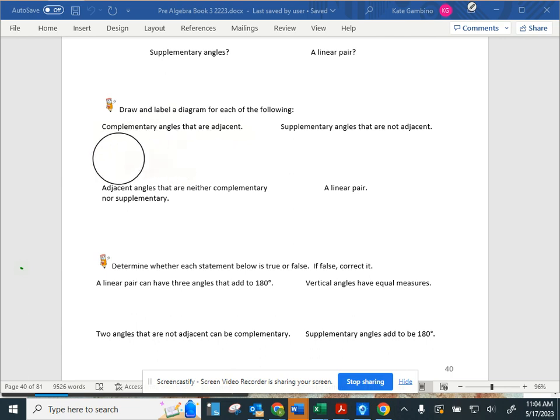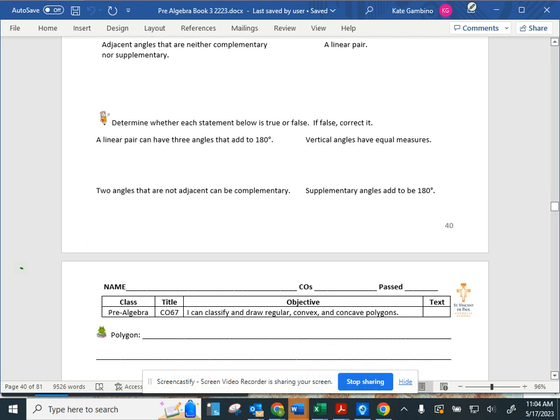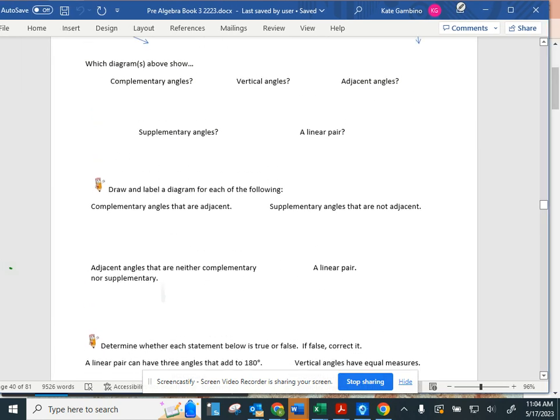Then underneath that, it says determine whether each statement below is true or false. If it is false, correct the statement. What would make it a true statement? If it's true, you just write true. Any questions on today's assignment?